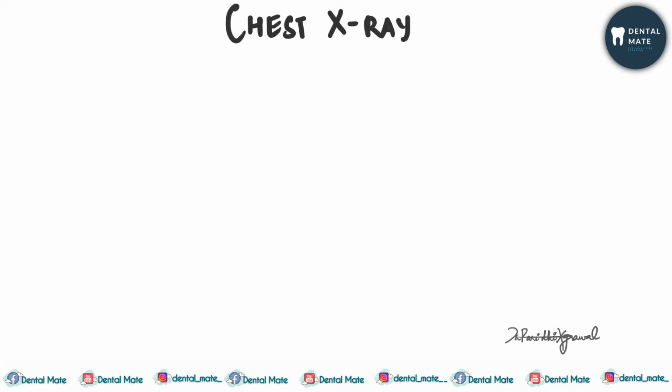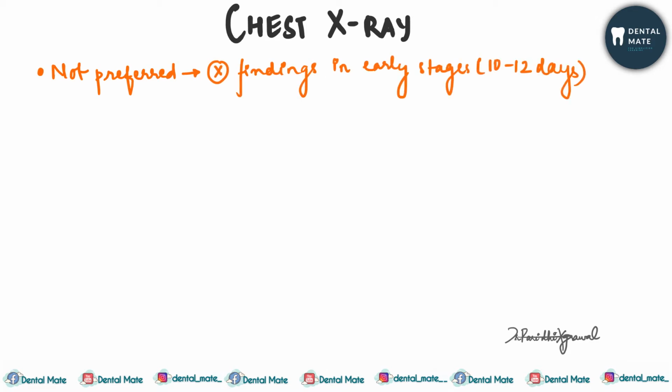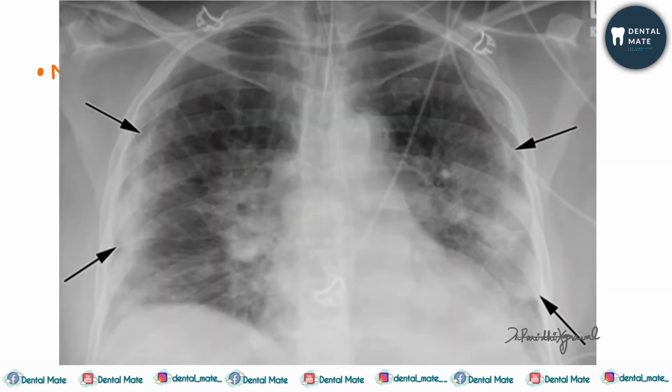So if we talk about chest X-ray, this is not preferred because no findings are seen in early stages. That is, up till 10 to 12 days of COVID-19 infection, there are no findings seen in the chest X-ray. So this is the chest X-ray. The most common finding which is seen is ground glass opacity.